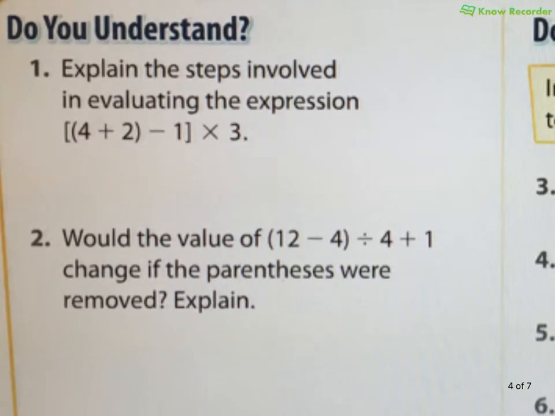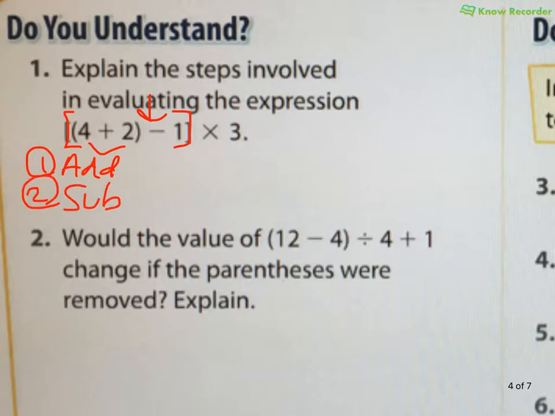So this just says explain the steps. A lot of you tried to solve this right away. They don't want you to solve it. They just want you to explain what to do. Well, the first thing we're going to do is I'm going to do 4 plus 2. So the first thing I'm going to do is add. The next thing I'm going to do after I add is what's ever in my brace. And what's in my brace? Subtraction. And finally, on the outside, multiplication.